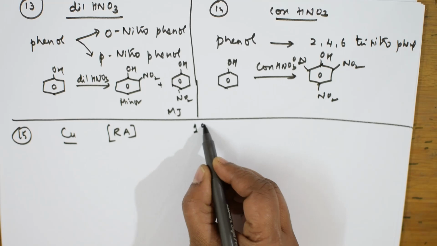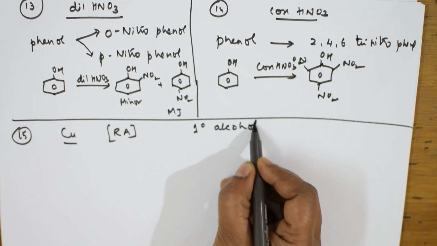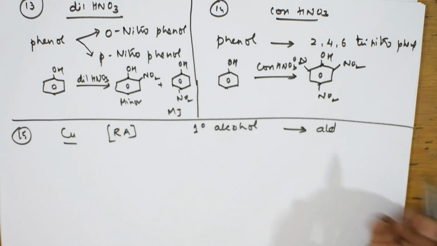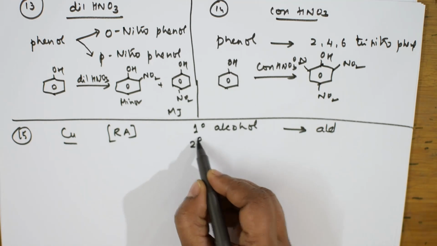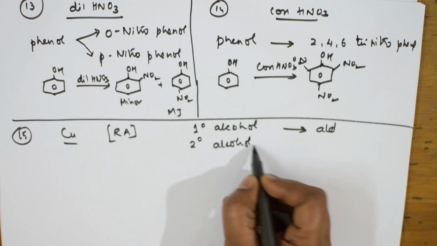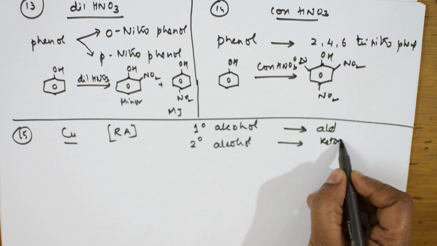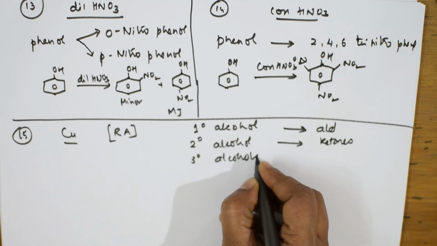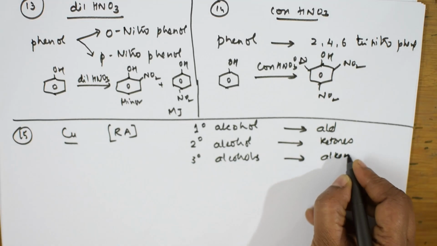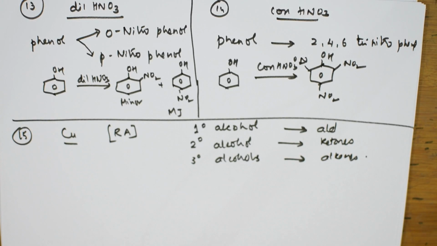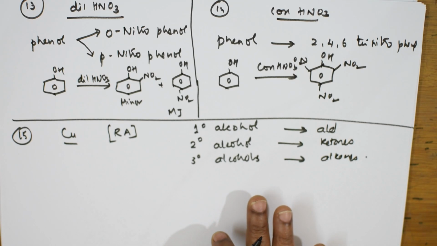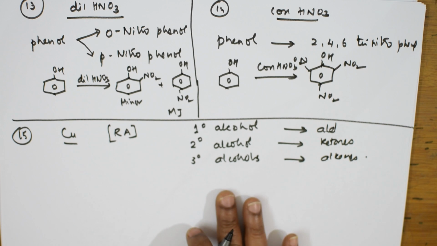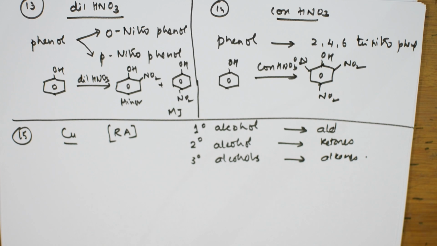Remember, it's going to convert primary alcohols to aldehydes. It's going to convert secondary alcohols to ketones. It's going to convert tertiary alcohols to alkenes. Remember this. And students, right? Primary alcohols to aldehydes, secondary alcohols to ketones, tertiary alcohols to alkenes. Hope I am clear. Now we will see one more.